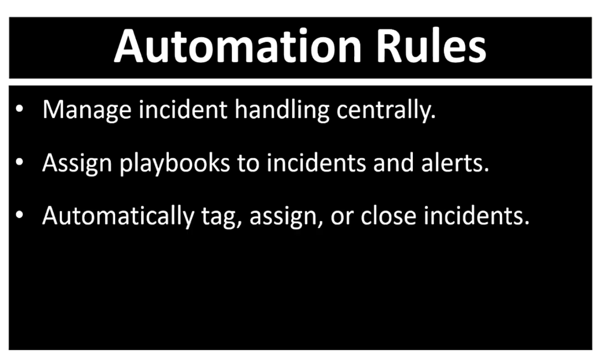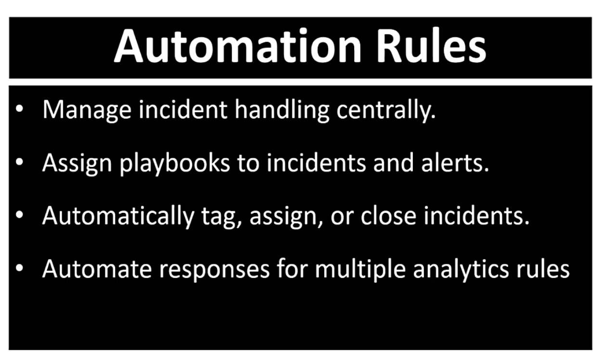You can also use automation rules to automatically tag, assign or close incidents. For example, say that a low priority alert for a network scan that is done by an internal team is created. When this is done, the system can automatically tag it as low priority, assign it to a specific analyst or close it if no further action is needed. This reduces manual tasks.